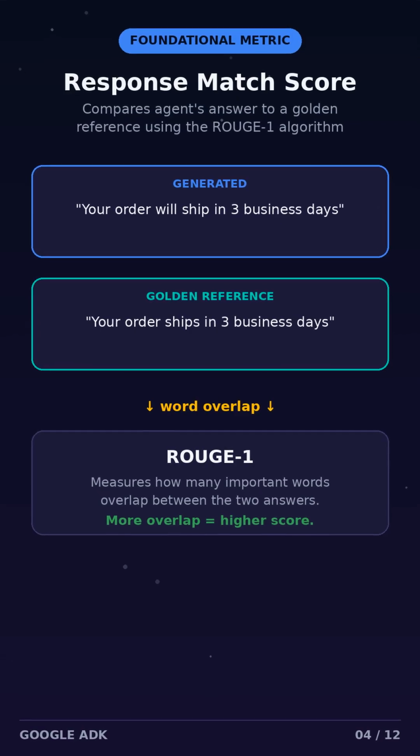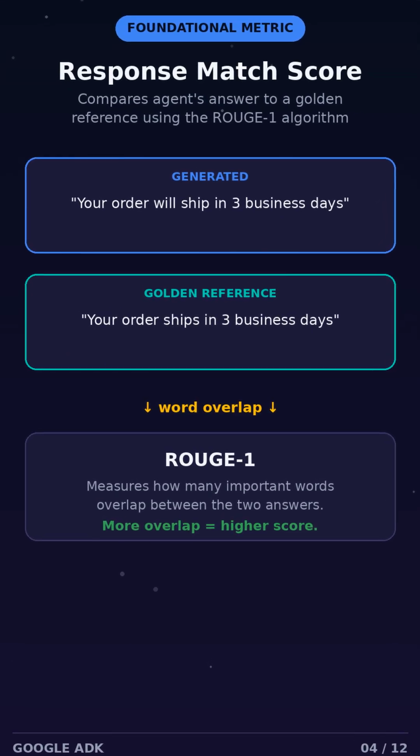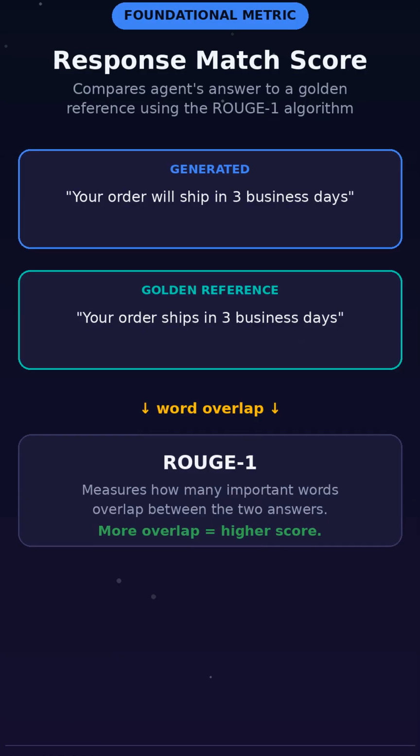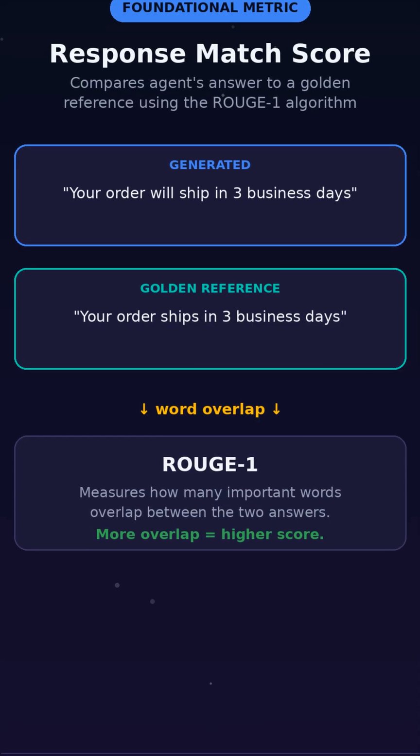The second foundational metric is the response match score. This one checks the final answer itself, not the tools that got there. ADK compares the agent's generated response against a golden reference answer that you write ahead of time, using an algorithm called Rouge 1. Rouge 1 simply counts how many important words overlap between the generated response and the expected response. The more shared words, the higher the score.